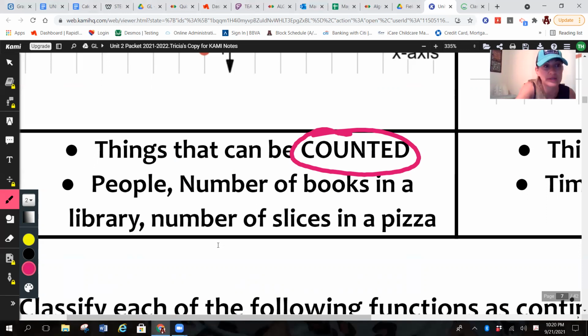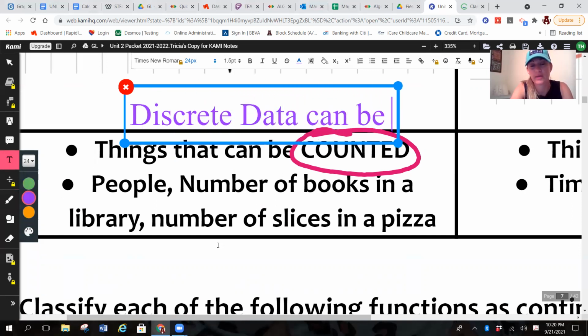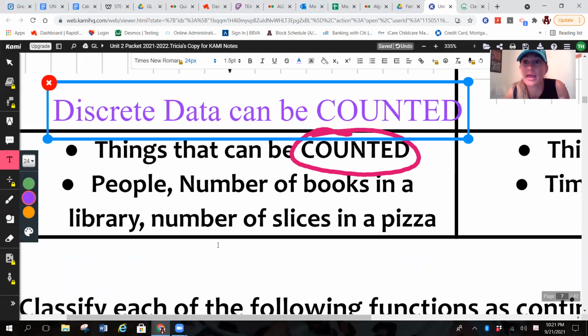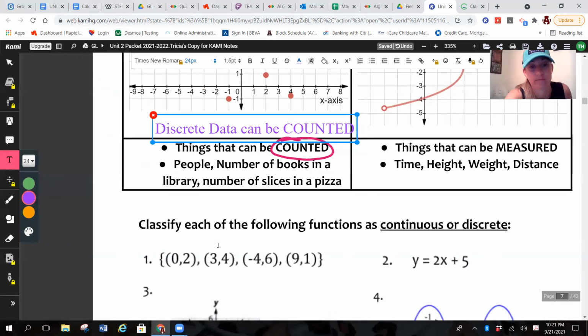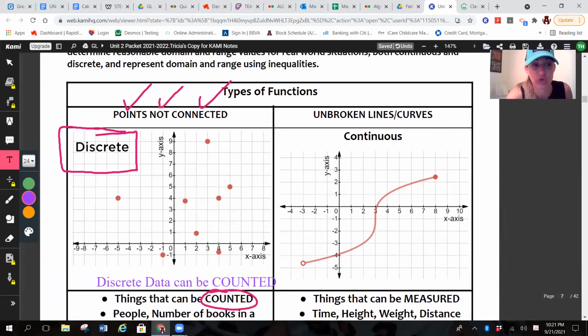So discrete, I'm going to write it again. Discrete data can be counted. That is what it can be. And remember, when we graph it, it's random points. Now let's look at the other one, continuous.